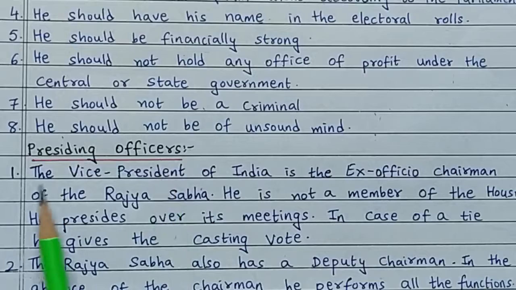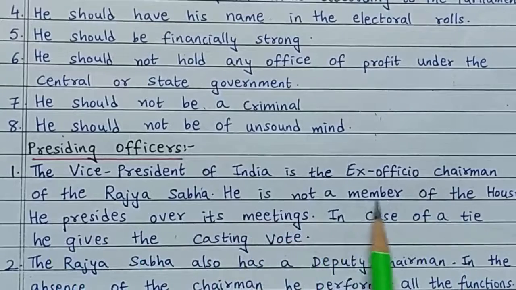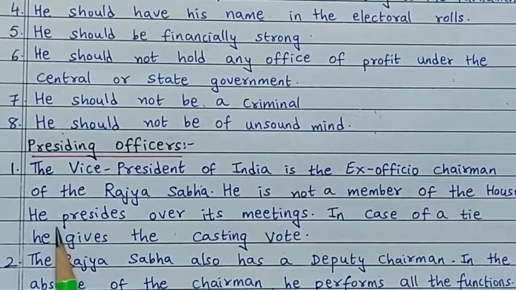Presiding officers. Number 1. The Vice President of India is the ex officio chairman of the Rajya Sabha. He is not a member of the House. He presides over its meetings. In case of a tie, he gives the casting vote. Second, the Rajya Sabha also has a deputy chairman. In the absence of the chairman, he performs all the functions.